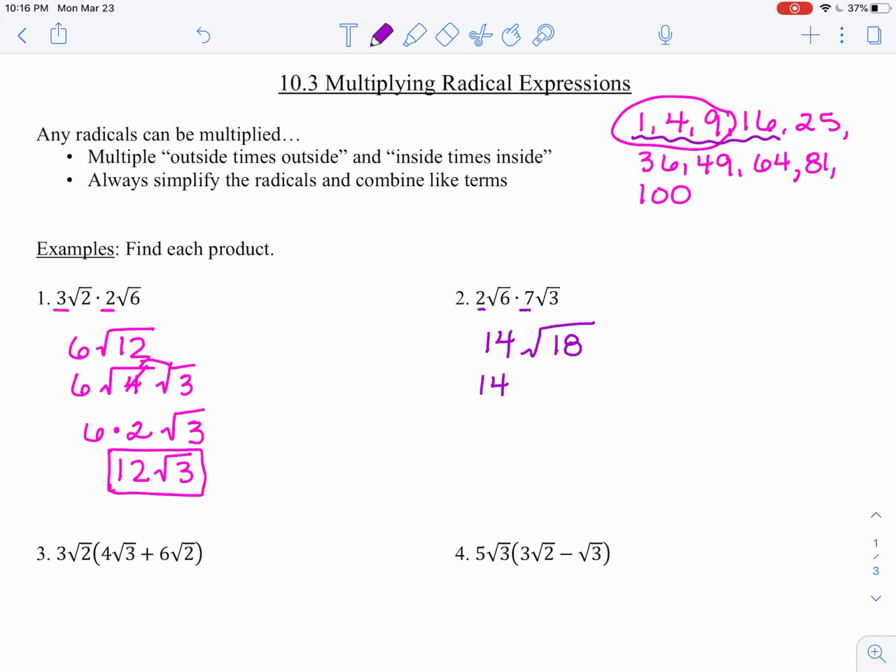So 14 stays on the outside. Square root 18 is broken into square root 9 times square root 2. The square root of 9 is 3. When that 3 comes out, it gets multiplied by the 14. So 14 times 3 is 42, root 2. There are no perfect square numbers that go into 2, so this is my final answer.